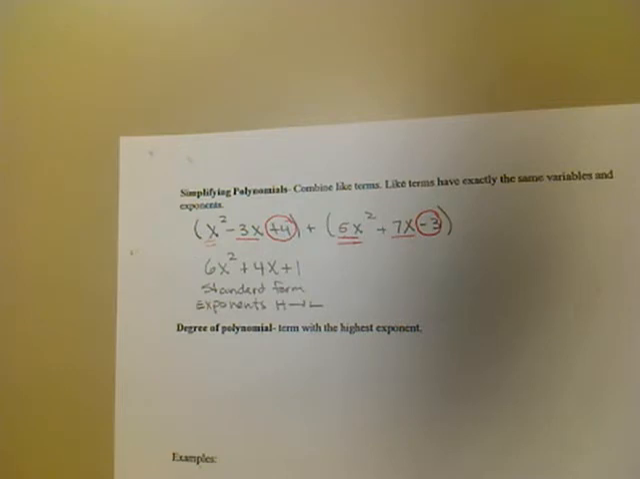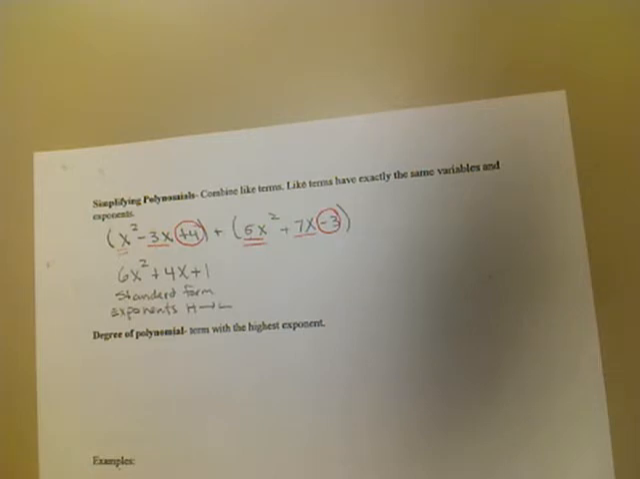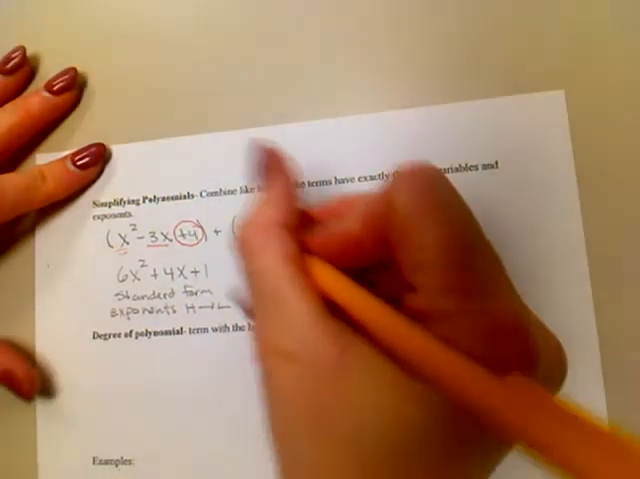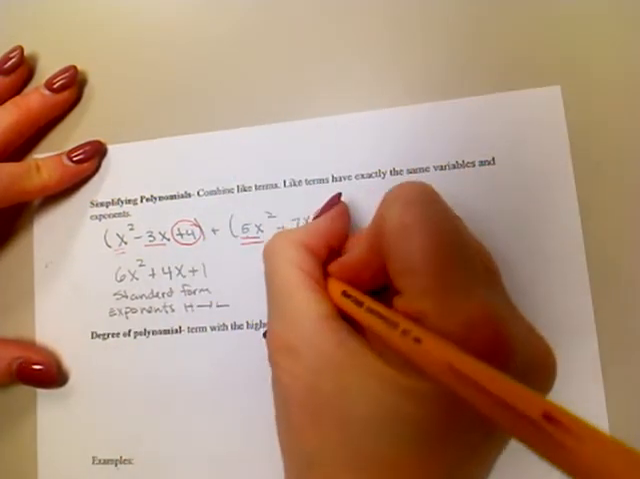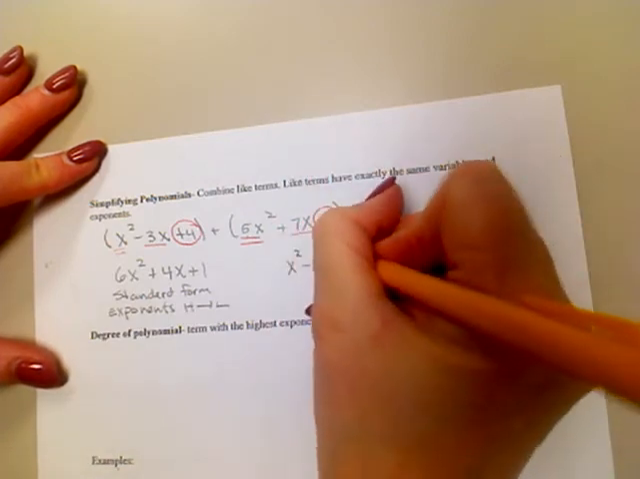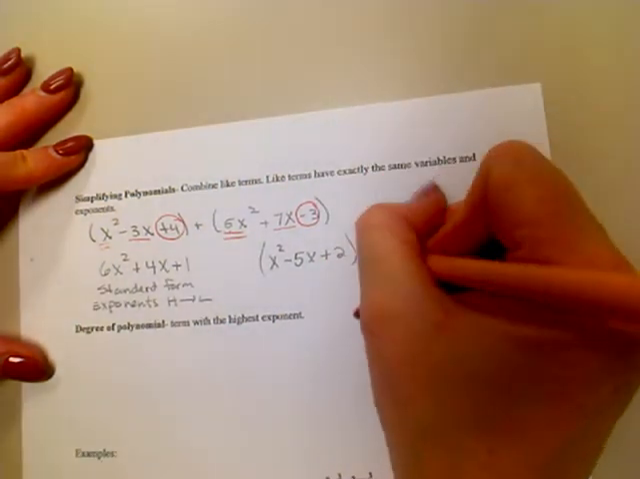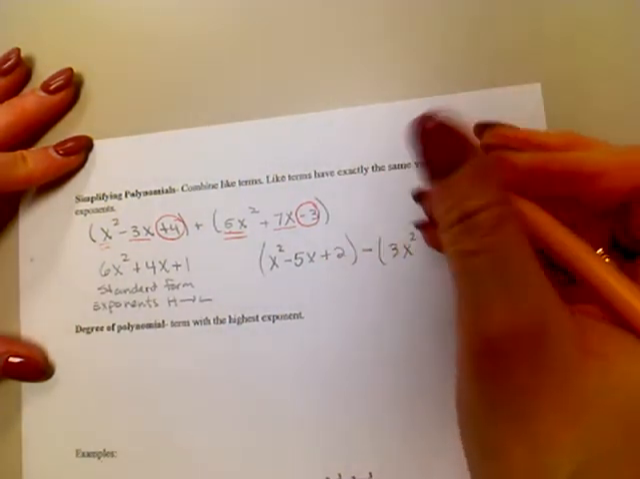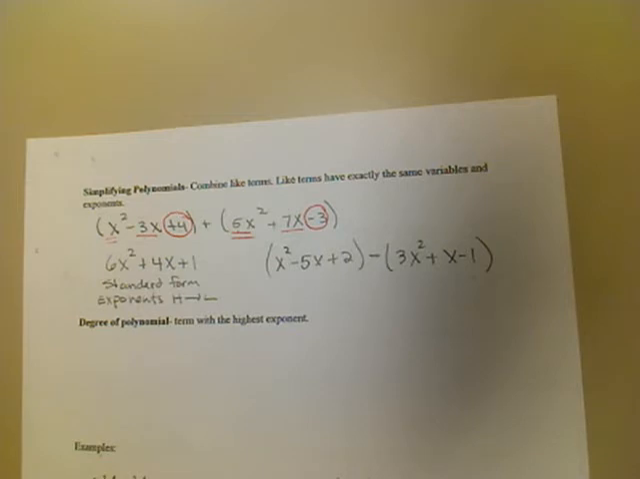Now I'm going to show you one that's subtraction. I'm going to squeeze it in right here because those are a little bit trickier. So we'll do x squared minus 5x plus 2. And I'm going to put that in parentheses. Then I'm going to put my subtraction sign right there. And then I'm going to do 3x squared plus x minus 1.